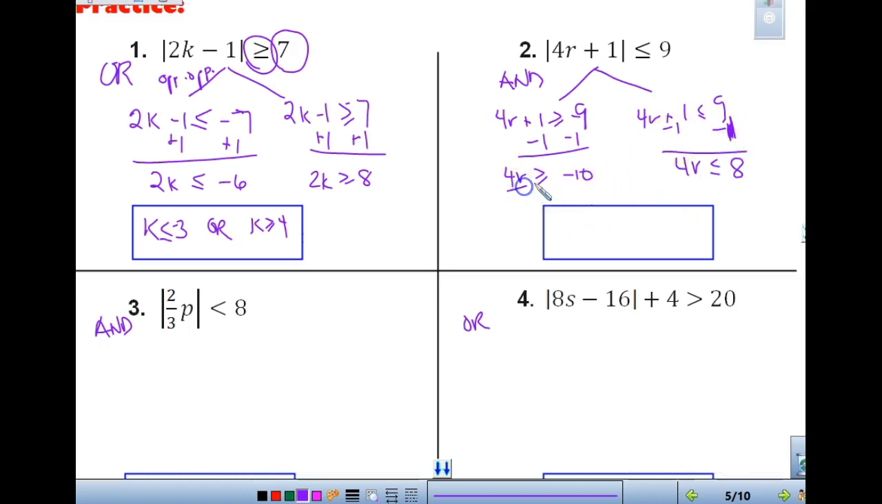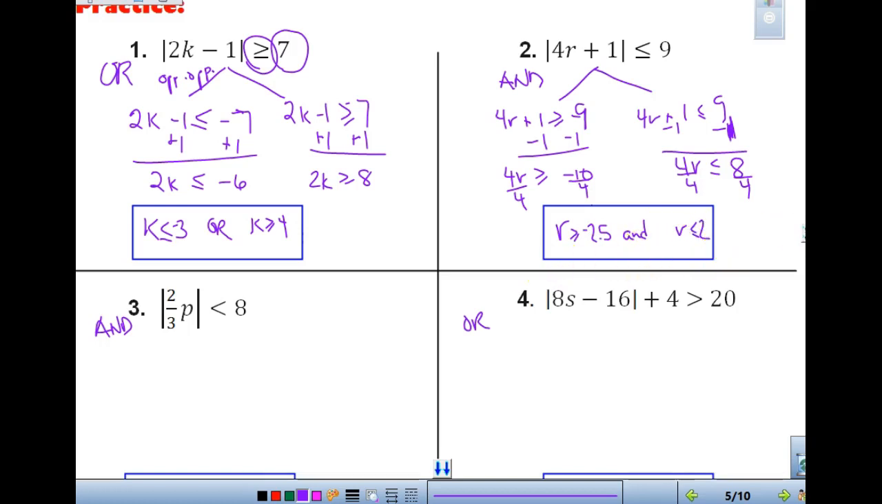So if we are looking at this, is it okay to have fractions or decimals? Yes, by all means. Okay. So if I am looking at this, Jack, what are you ending up with? R is greater than or equal to negative 2.5 and R is less than or equal to 2. I will take it with the word and.